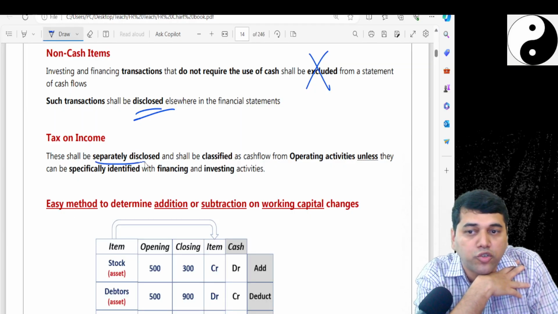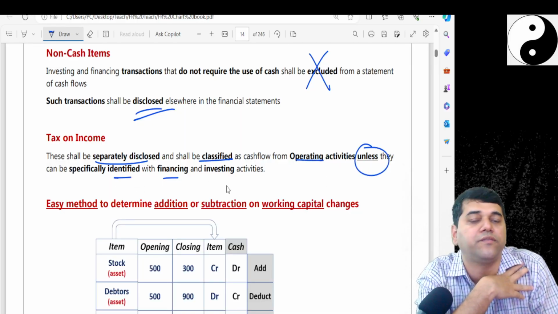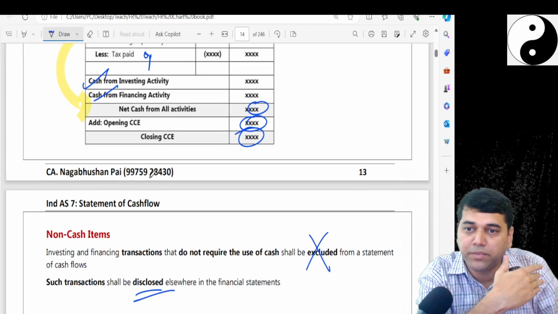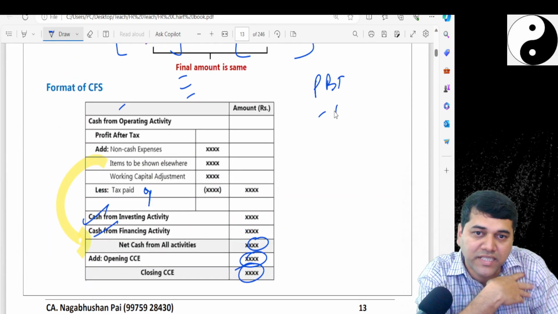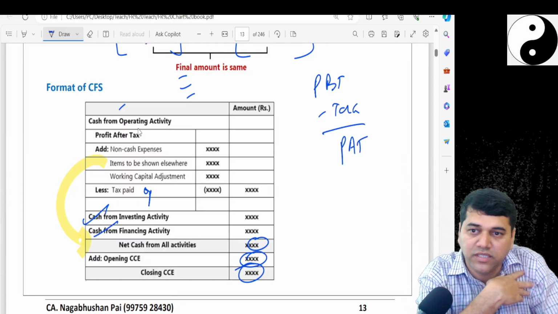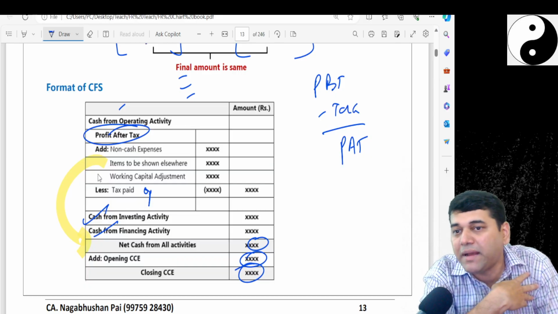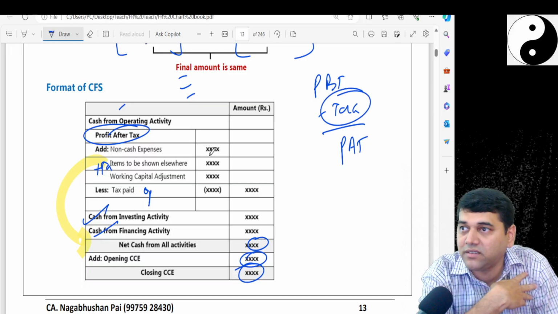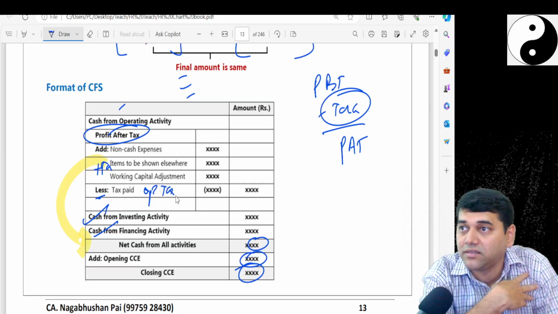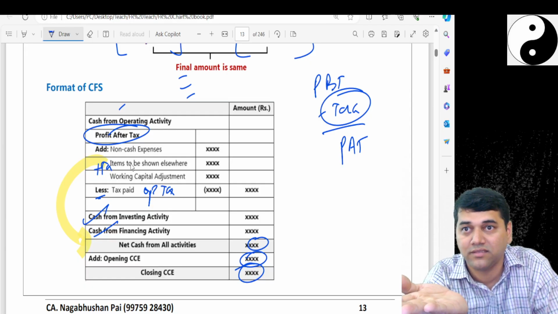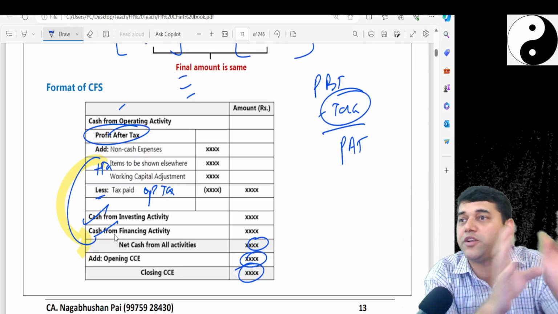Now tax on income should be separately disclosed and classified from operating activities unless they are specifically identified with financing and investing. If they are there, then separately this, see, you have got profit before tax minus tax. You got PAT, which is this amount. Now this is add back tax, but deduct only which tax? Operating tax. Add back full tax, but deduct only operating tax. And the other portion you deduct from the respective heads.